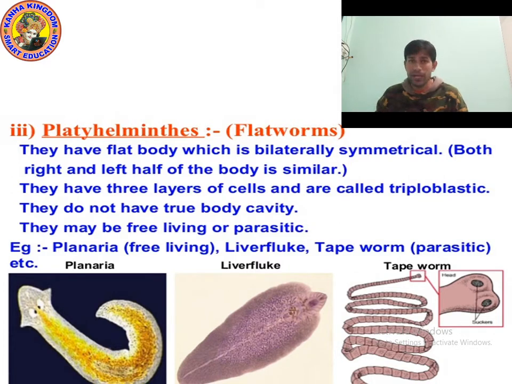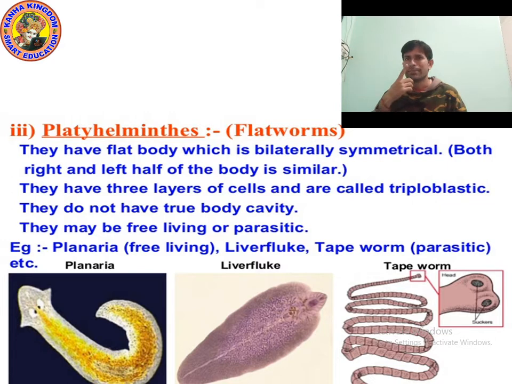Their body is flat. Platyhelminthes, flat. This way you can easily memorize. They have a flat body which is bilaterally symmetrical. Actually, there are two types of symmetry. First is bilateral symmetry and second is radial symmetry.